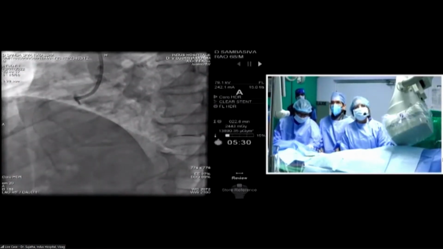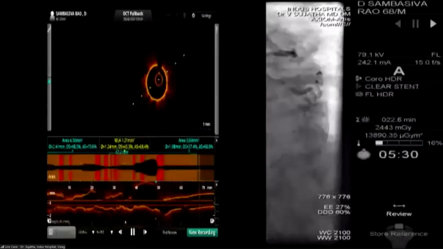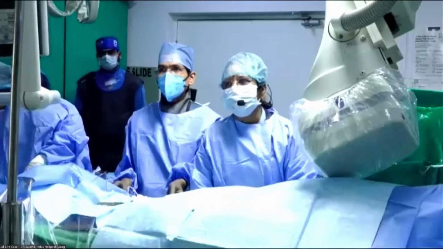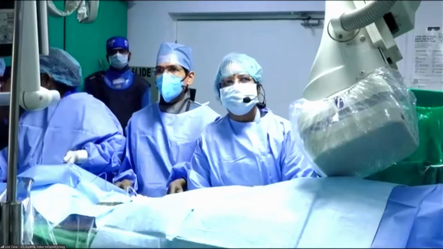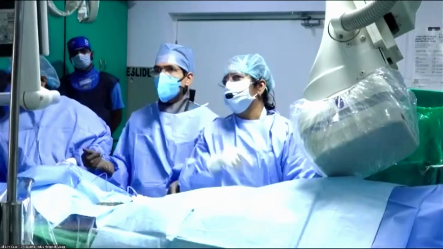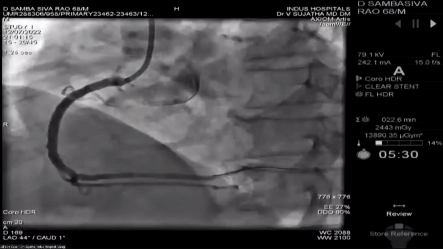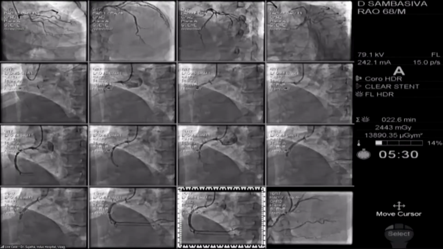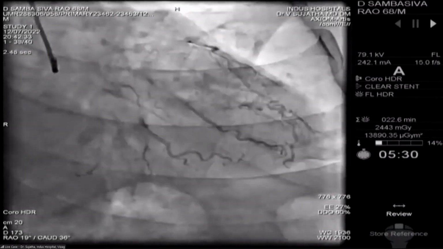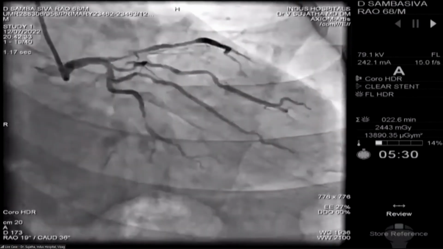Next. So we did the RCA primary PCI. We implanted a 4.0x38 stent, and that is good. Can you show the final result? So this is the final result of the stent. Can you show the angiogram, Ramakrishna? So that's the post-PCI. We saw it, madam. The result was good.